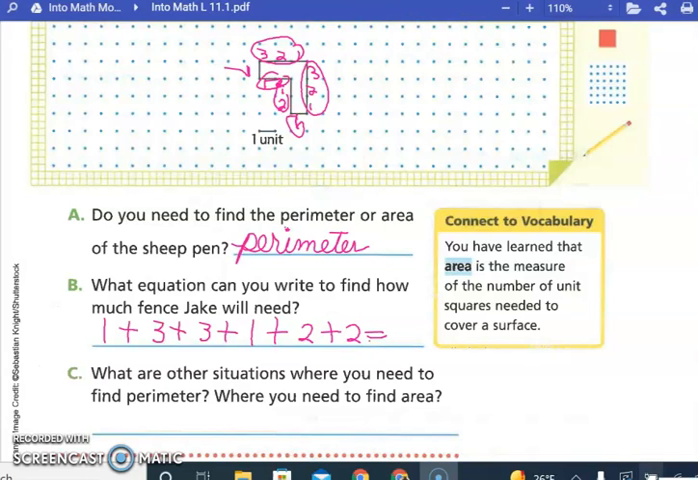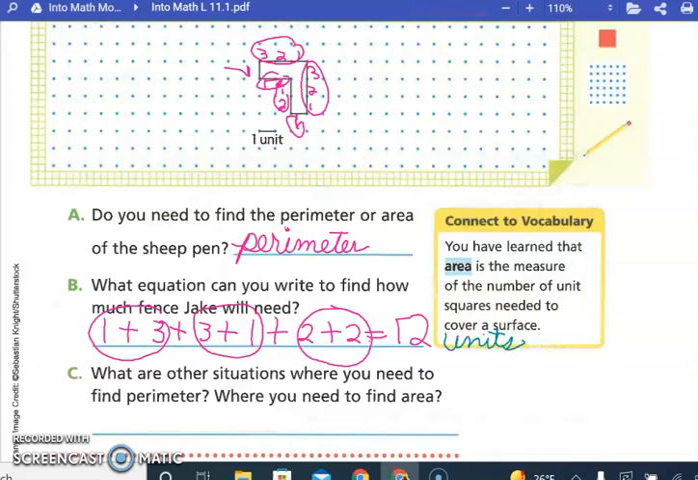I think it's 2. 1 plus 3 is 4. And 1 plus 3 is 4, and 2 plus 2 is 4. So 4 plus 4 is 8, plus 4 more is 12. So 12 units. Do you have 12?